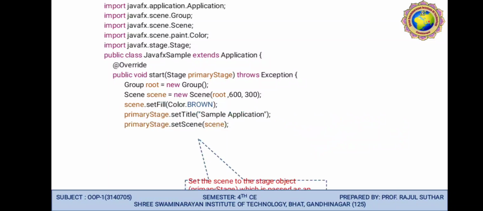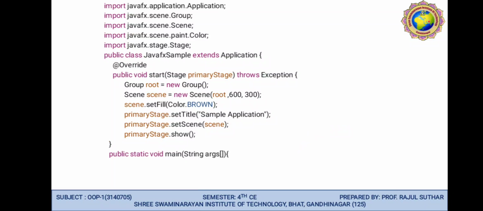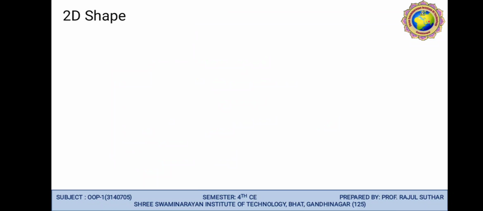This is required to set the scene to the stage object. So primaryStage, which is passed as an object, primaryStage dot show, this method is used. Then public static void main, String args, we launch the application by using launch with args in the brackets. Here the program is completed. So try this program after installing NetBeans and check each and every library required for JavaFX.